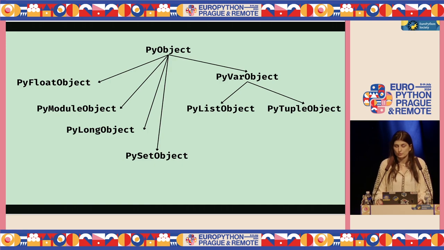So for example, for lists and tuples, if you want to know the length, you call the function len. That works because we have this field and we inherit it in PyList object and PyTuple objects. These objects are used for keeping our data, and their size can change during execution. And let's look better at this.